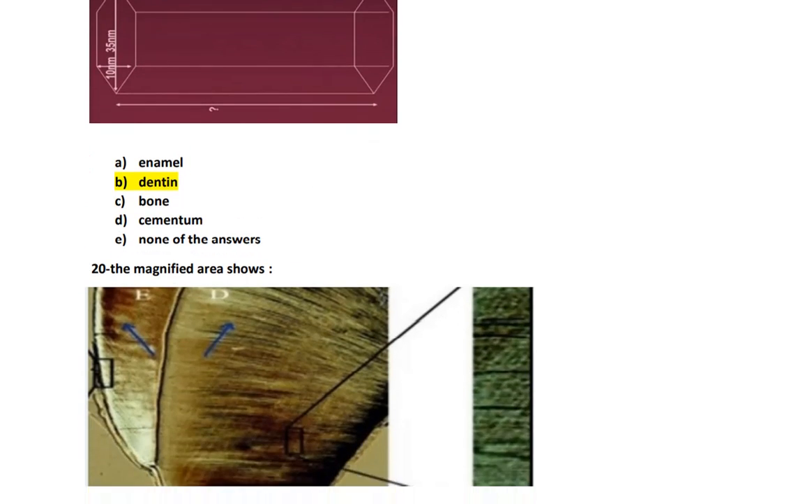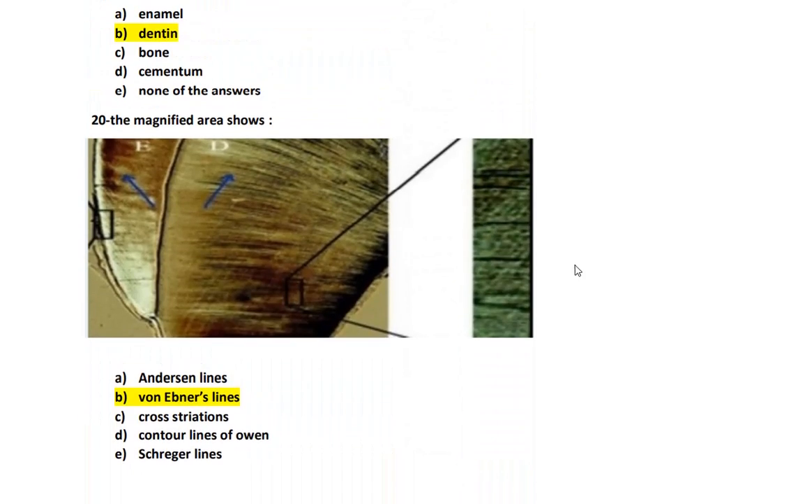This hydroxyapatite crystal is taken from? Now when I see the dimensions of this crystal, 35 and 10 nanometers, I know it is from the dentine. Why? Because those of the enamel will be 70 nanometers and about 26 nanometers. So this is from the dentine. This magnified area shows.